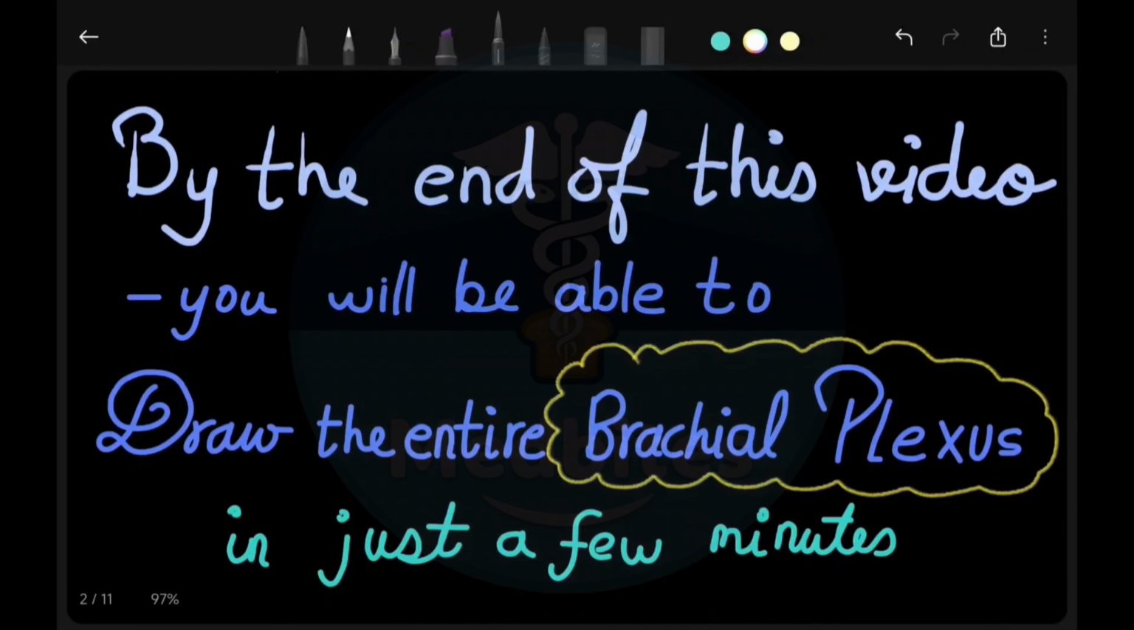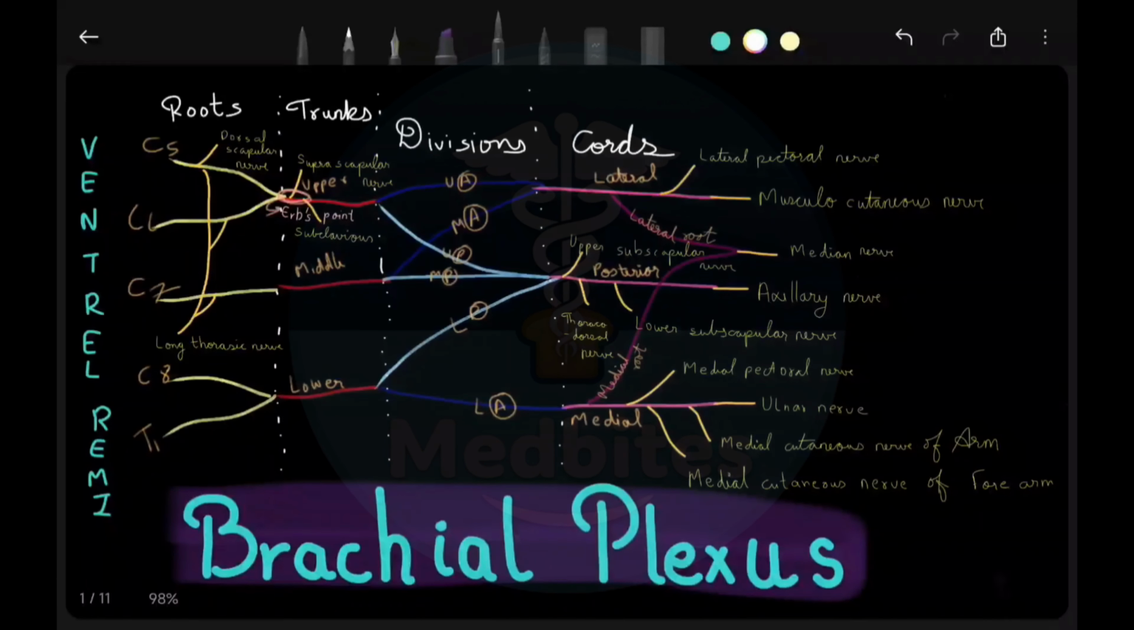By the end of this video, you will be able to draw the entire brachial plexus in just a few minutes. Before we start drawing, let's first understand what the brachial plexus actually is. The brachial plexus is a network of nerves formed by the anterior, that is ventral rami of the spinal nerves C5, C6, C7, C8 and T1.